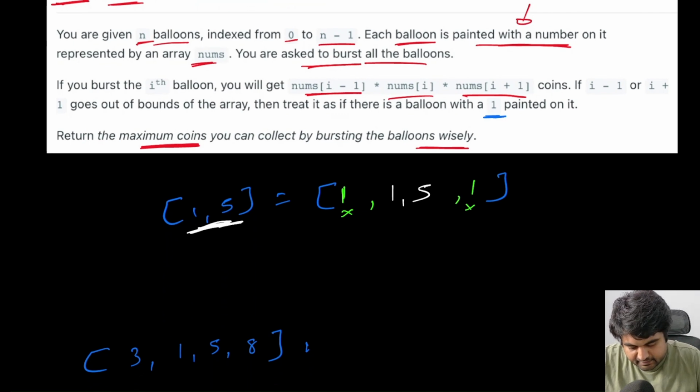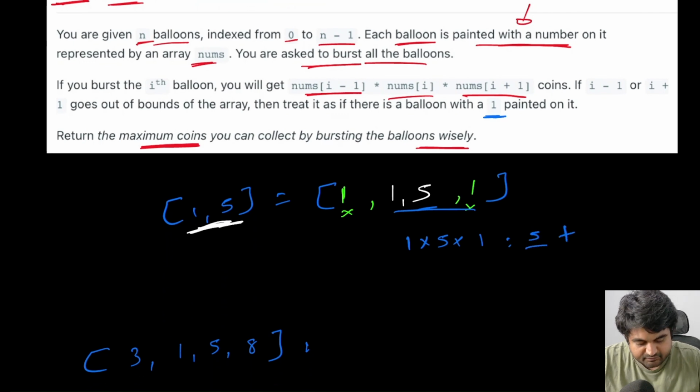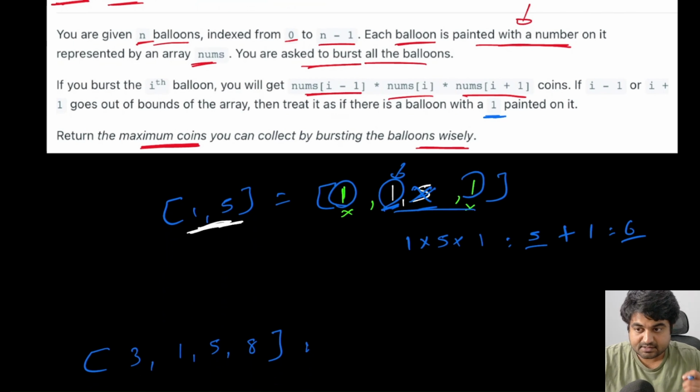Now let's say that we decide to pop balloon number 5. If we pop balloon number 5, we get a value equal to the multiplication of its neighboring values. So it would be 1 multiplied by 5 multiplied by 1, because of these three values. Now notice this would yield us the result 5. Plus we still have one more balloon, because we already popped balloon number 5. We would have one more balloon 1 that needs to be popped, and now its neighboring cells would be 1 and 1, so this would be 1, and this would total out to 6. But the thing is, this is not a wise approach.